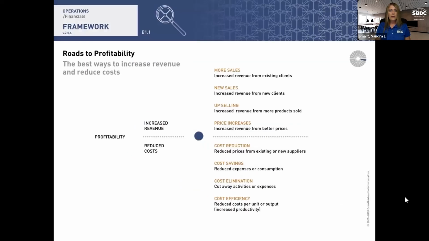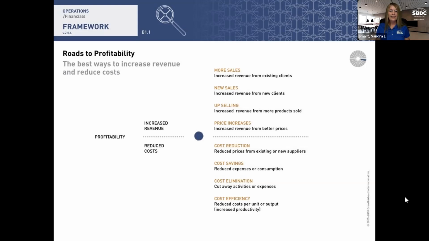The first framework that we're going to look at tonight is roads to profitability. Before we get into the actual cash flow, it's extremely hard to maintain that cash flow if the business is teetering on profitable just barely. So on this framework, it talks about 4 ways to increase your revenue and then also 4 approaches to reduce your cost.